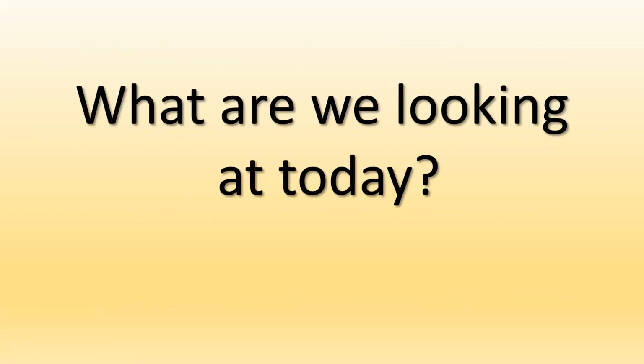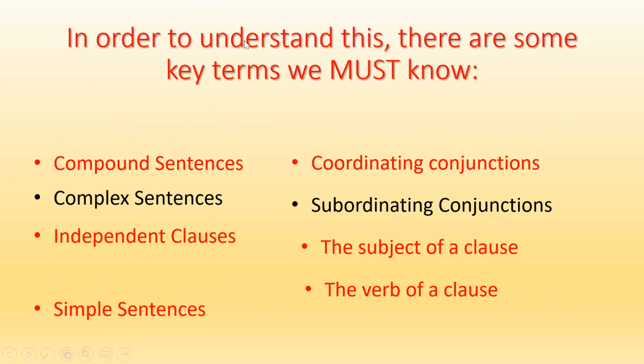So what are we looking at today? So we are now looking at compound sentences and coordinating conjunctions. We've done these other 4 that are highlighted in red, and next time we'll be looking at complex sentences and subordinating conjunctions. So let's start looking at compound sentences and coordinating conjunctions.